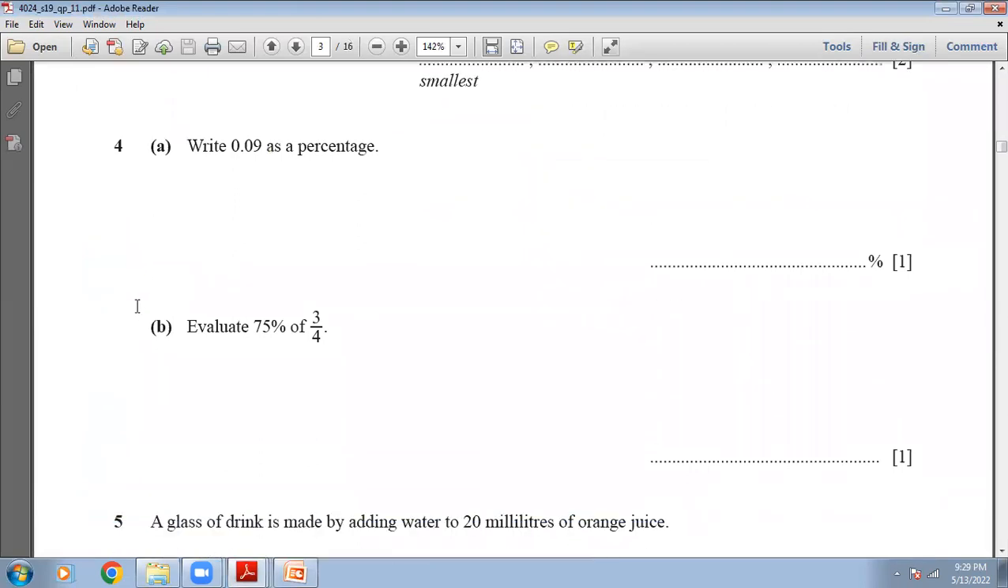Okay, question number 4. It says write 0.09 as a percentage. So I will remove the decimal. It will become 9 by 100, and that's the fraction. And if you want to convert that fraction into a percentage, you multiply by 100. So 9 by 100 multiplied by 100 will become 9%.